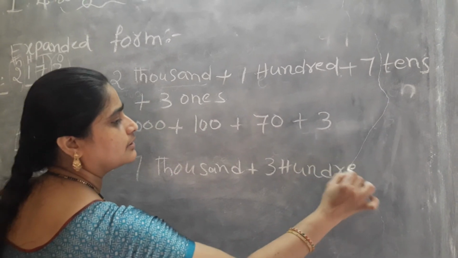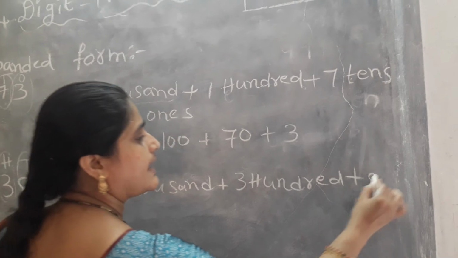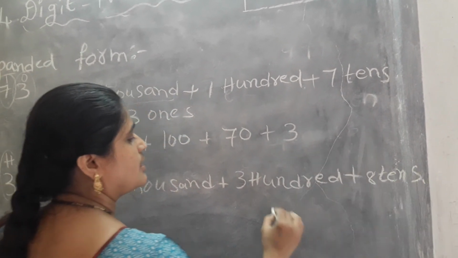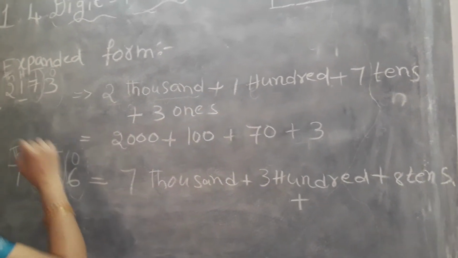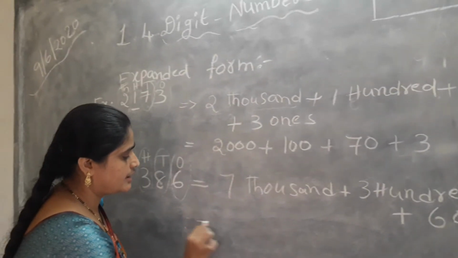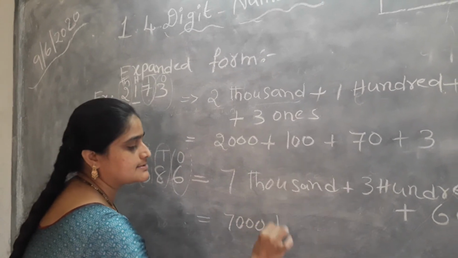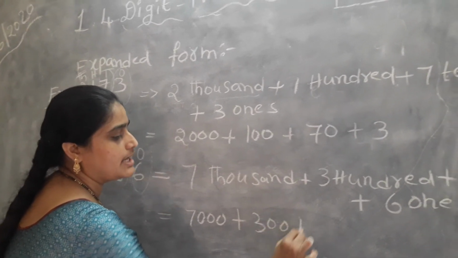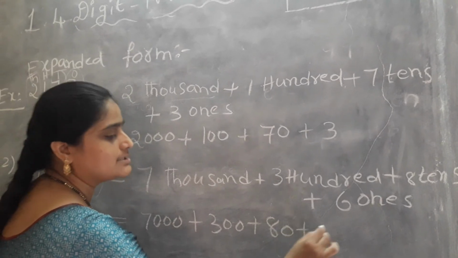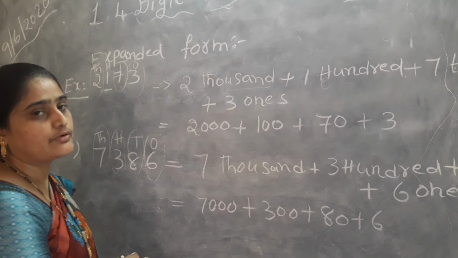Plus, this 8 is in which place? Tens place. So, 8 tens. Plus, this 6 is in the ones place, 6 ones. So again we will write another method: 7,000 plus 300 plus 80 plus 6. Like this. I will give 2 problems for homework.